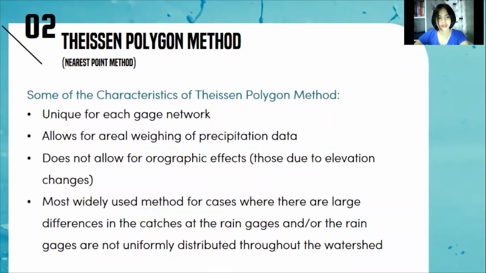We have the characteristics of the Thiessen polygon method. It is unique for each gauge network, allows for areal weighing of precipitation data, and does not allow for orographic effects, which are those due to elevation changes. It is the most widely used method for cases where there are large differences in the catches at the rain gauges and or the rain gauges are not uniformly distributed throughout the watershed.